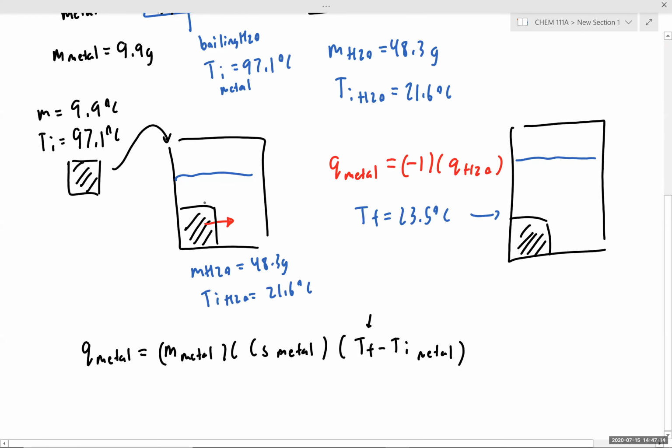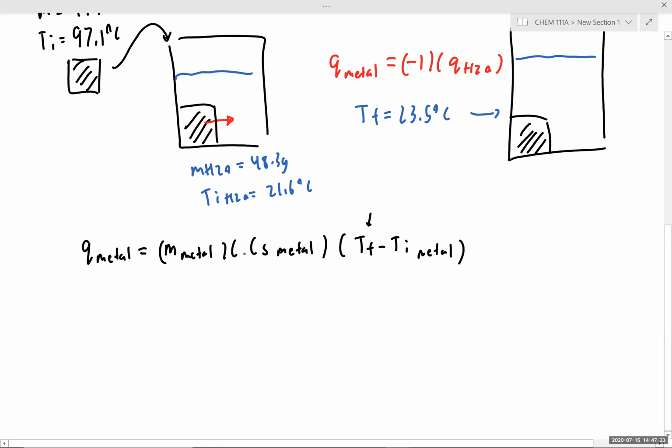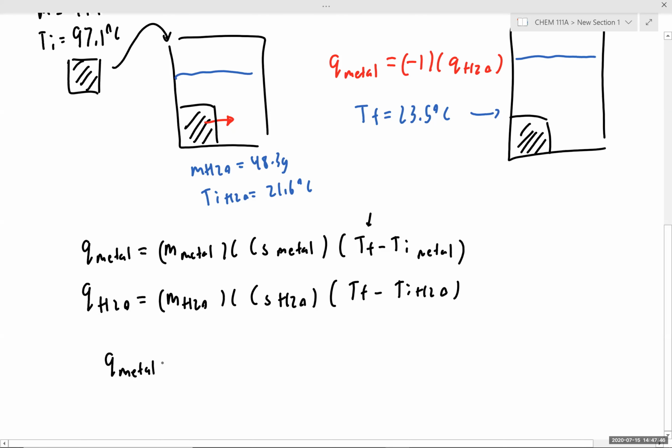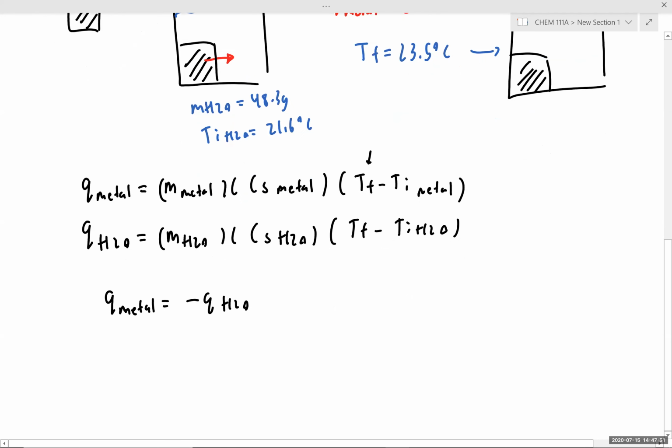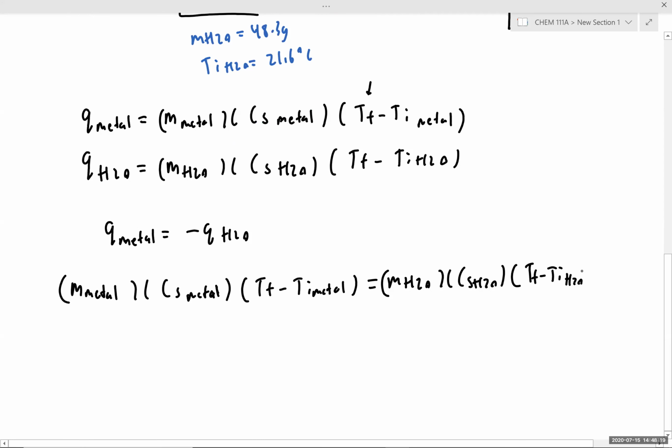Okay, so now we can write out an expression for the heat associated with our metal. We can then also write an expression for the heat gained by our water, which is equal to the mass of the water times the specific heat of water times T final minus the T initial of the water. Plugging this in, we see Q metal is equal to negative Q water. In other words, the mass of the metal times the specific heat of our metal times T final minus T initial of our metal is equal to the mass of water times the specific heat of water times T final minus T initial of water times -1.